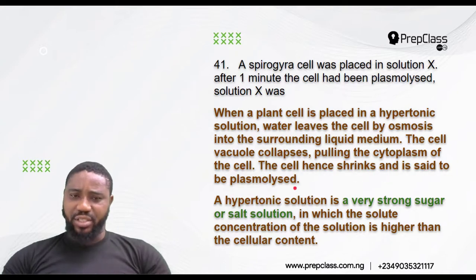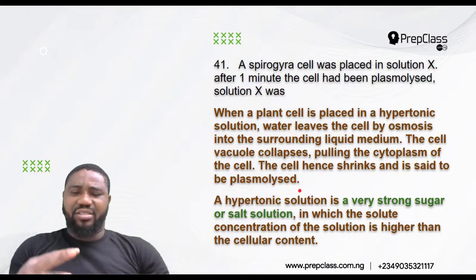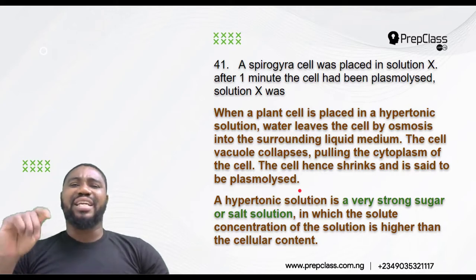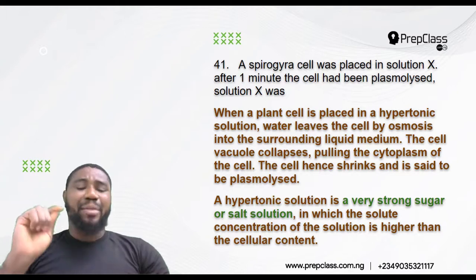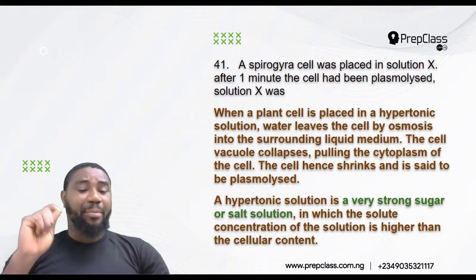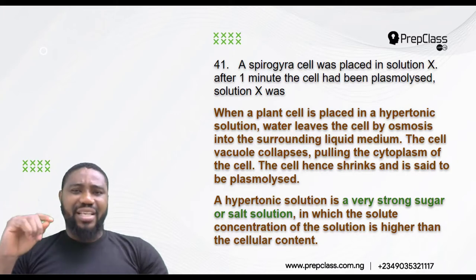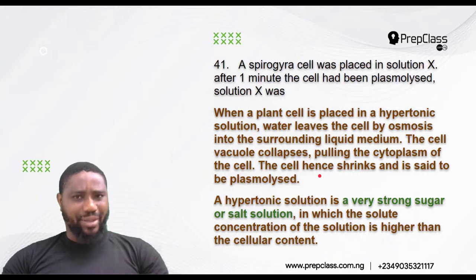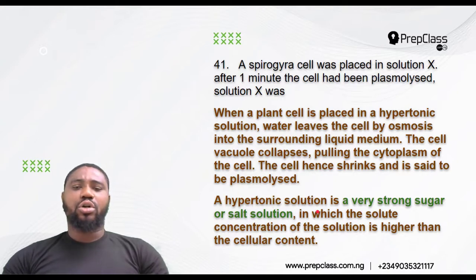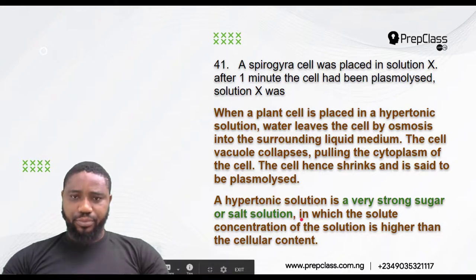So that's what plasmolysis is. Plasmolysis simply means a process whereby a plant cell shrinks as a result of being placed in a hypertonic solution. What's the hypertonic solution? The hypertonic solution is a very strong sugar or salt solution in which the solute concentration of the solution is higher than the cellular content.